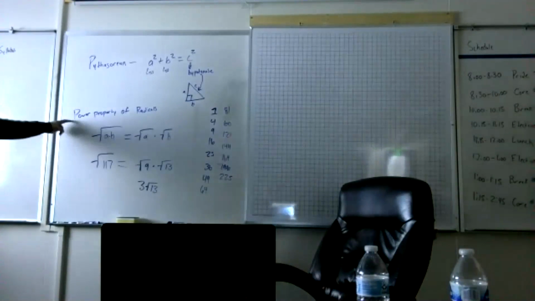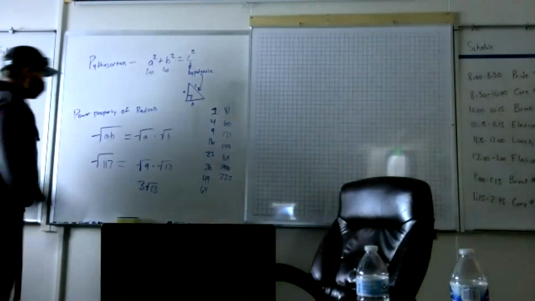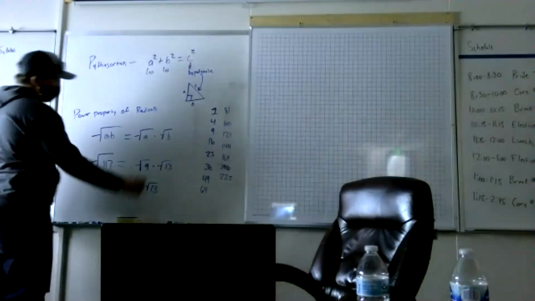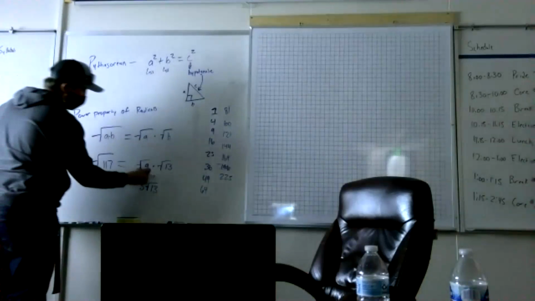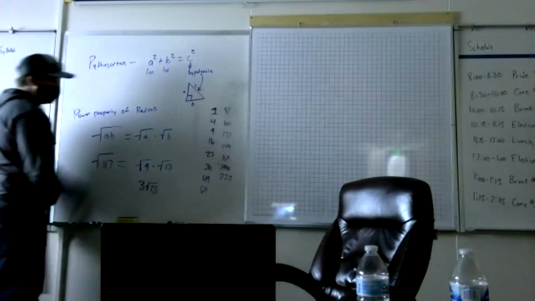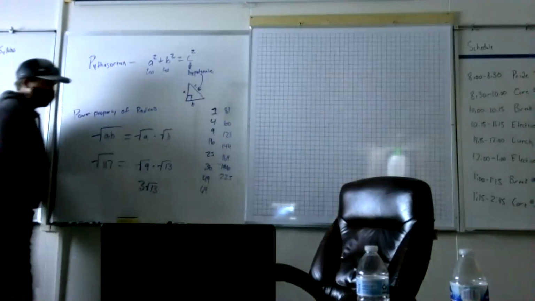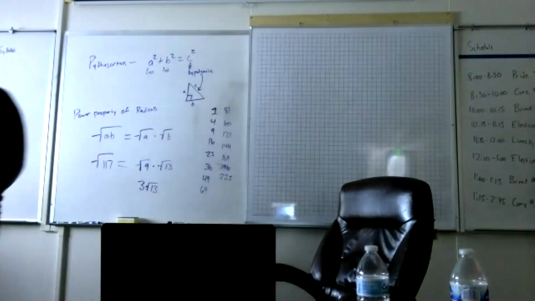Okay, and that comes from the power property of radicals. So just know that we can split it up. We're looking for a perfect square that goes into it, and then we're able to take one of them, and we'll be left with a radical. Okay?